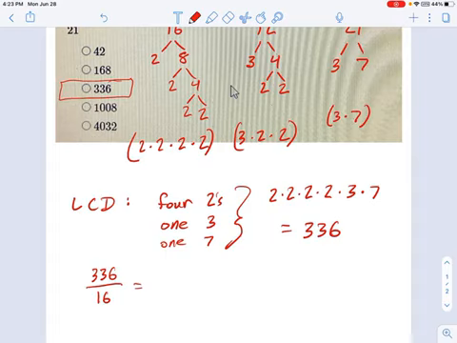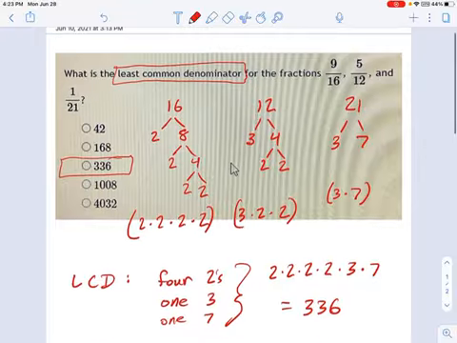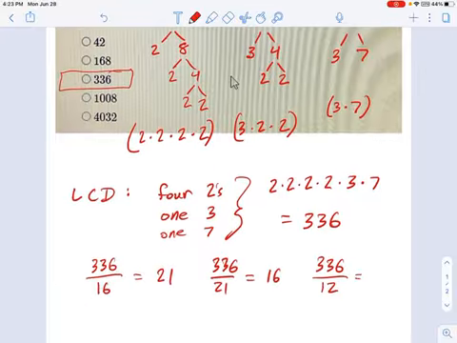So 336 divided by 16, 21. It's a nice whole number. That's good. 336 divided by 21, well, that's going to be 16, another whole number. And 336 divided by, was it 12? Yeah, 12. That was another one of my denominators. I sure hope this is also a whole number. Yep, 28. So because there's no remainders in those divisions, I know that this is a least common denominator, and it also has at least as many factors as all the individual denominators did, right?